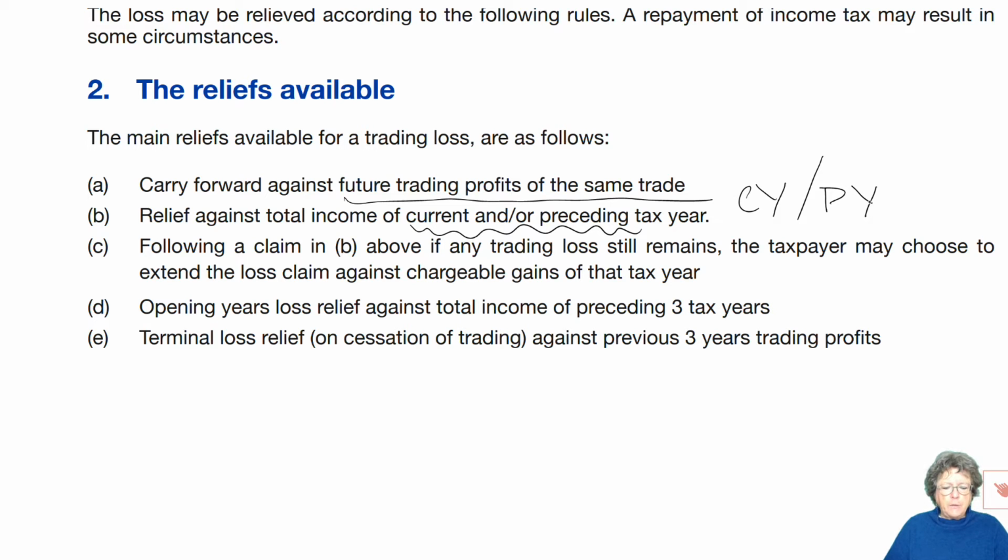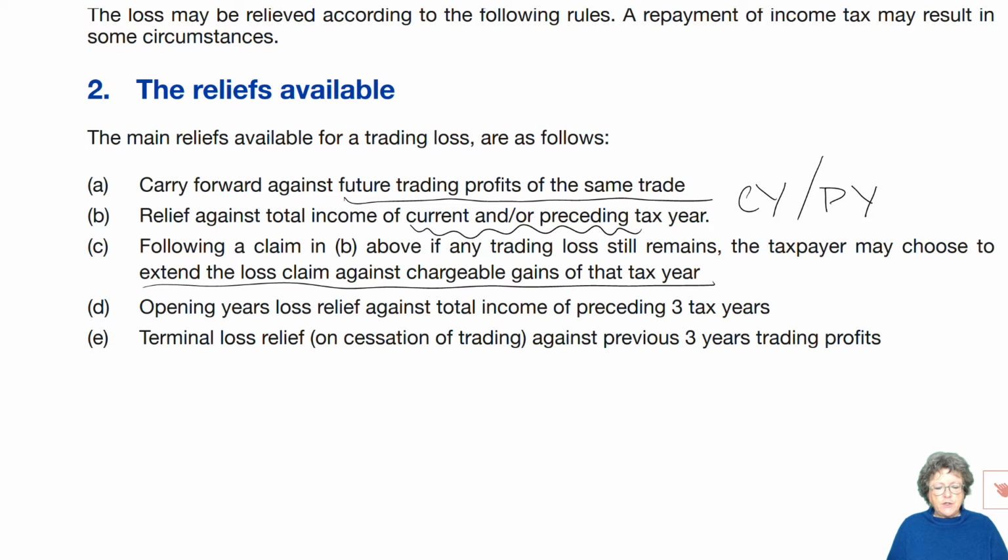So following a claim against a current year, if there are any trading losses that remain, you may choose to extend the loss claim against chargeable gains in that tax year. There are some conditions that you need to fulfill in order to be able to do that, because you're crossing over from an income tax into a different tax, into capital gains tax.